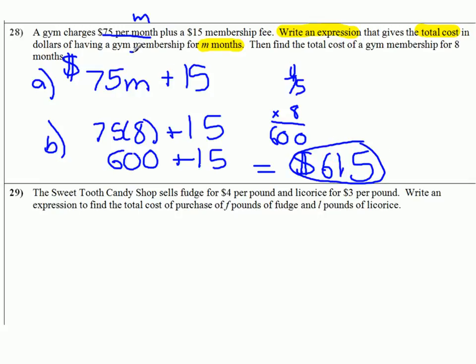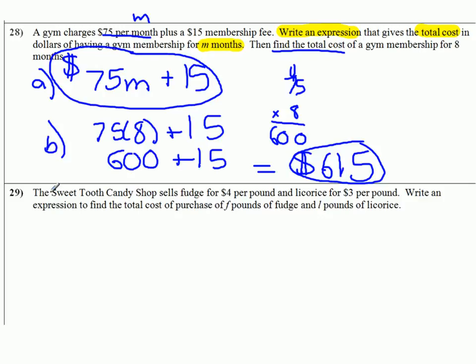But again, this was not my only answer. This was also an answer. I had to write an expression, and then I had to find the total cost. So again, going back to make sure I read, I did everything the problem asked me. Some of these will ask you for more than one step.